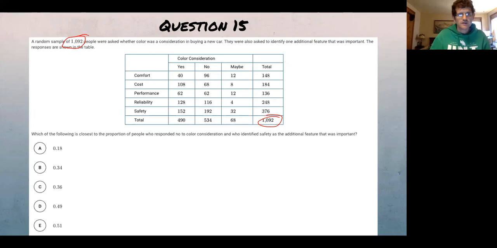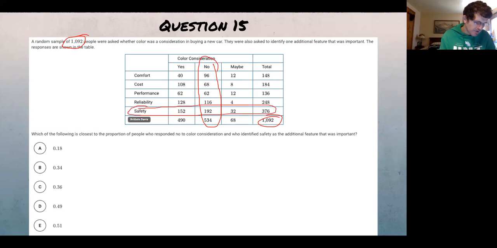Maybe you are, so we can talk about it right now. Which of the following is closest to the proportion of people who responded no to color consideration? They're in this column right here, and who identified safety as the additional feature that was important. So they're in this row right here. So 192 people fit both of those criteria.